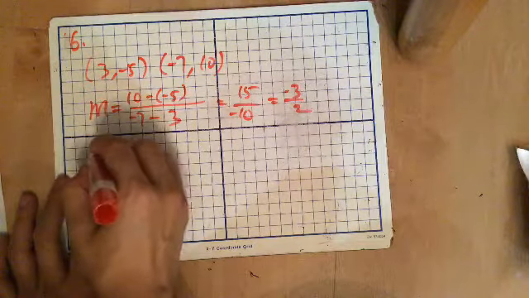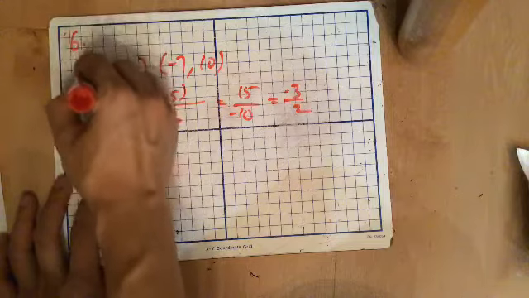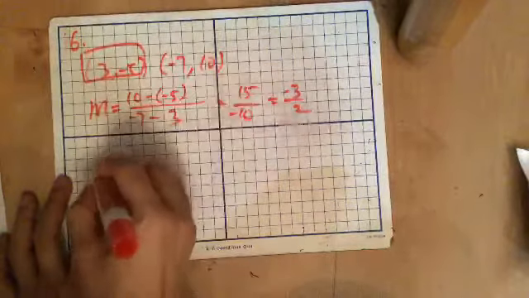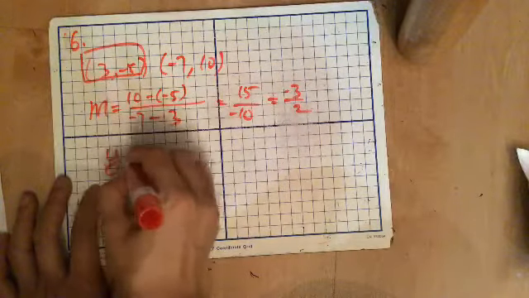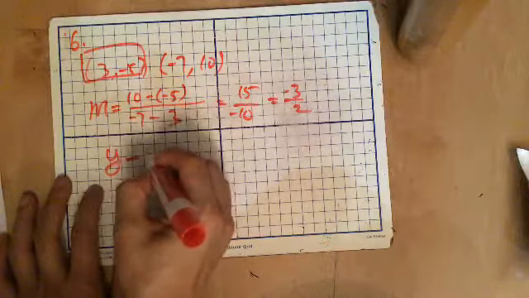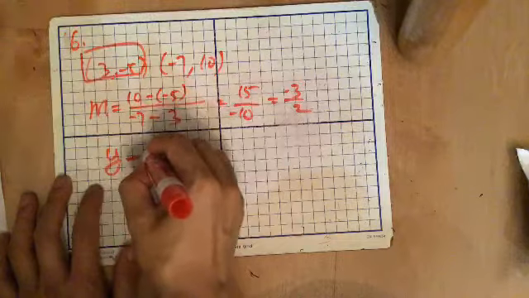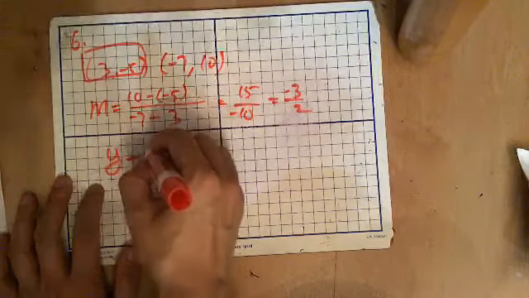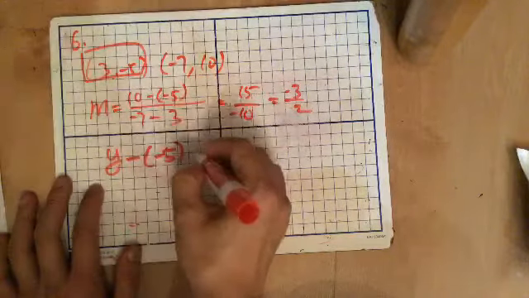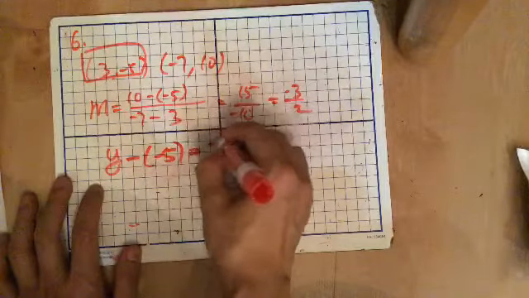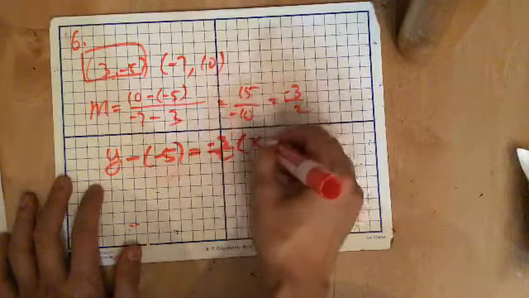And now I'm going to use this point, or use this point, doesn't matter. So it's going to be y minus... Go take a shower. Listen, go, go, go. Okay, Devin, you go take a shower first.